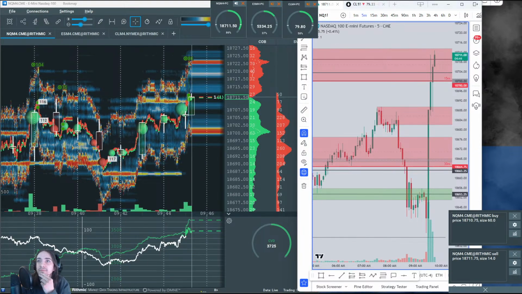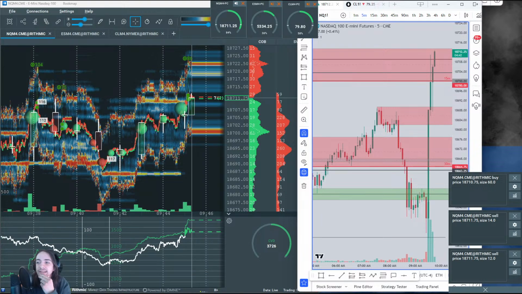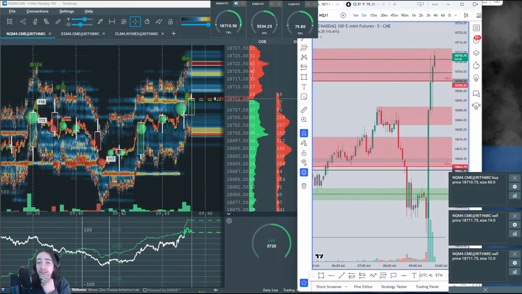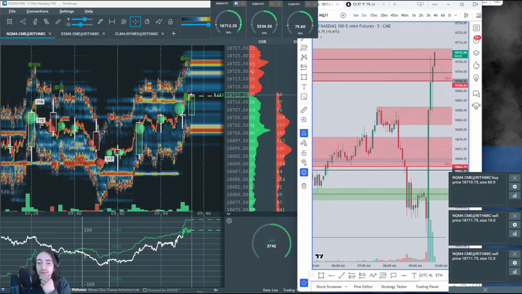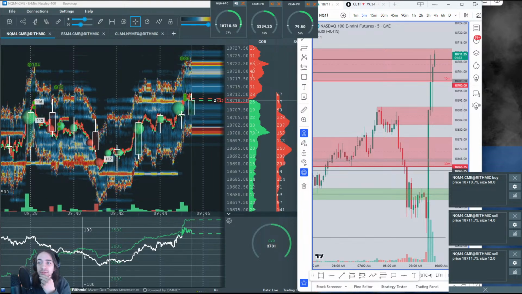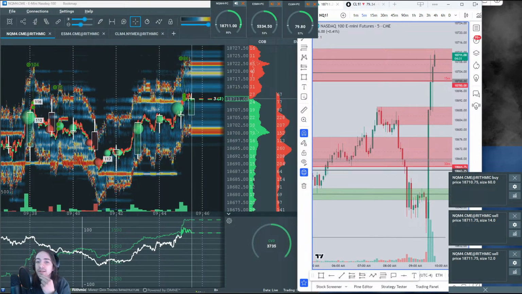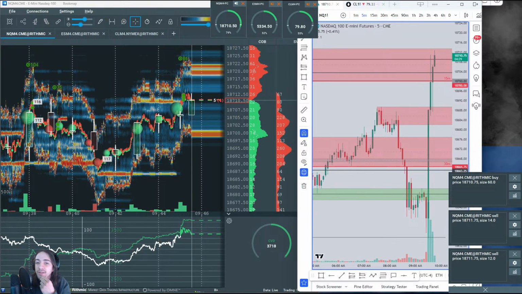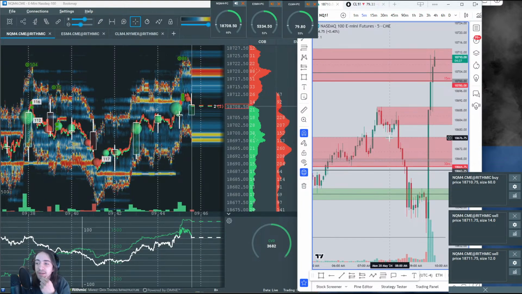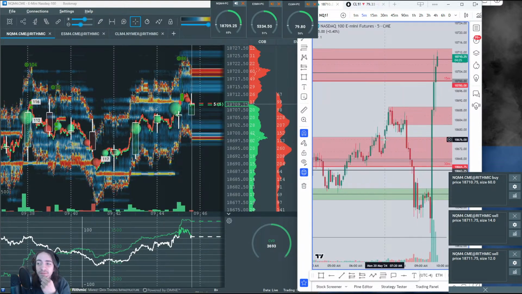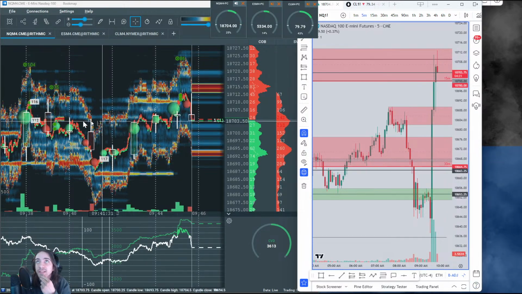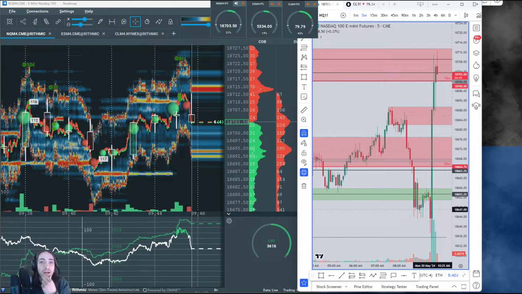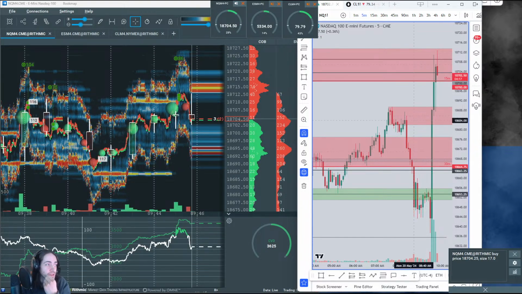Let's see. If we don't break this zone, we're not going anywhere. 18,722 though, the Bookmap target. But we're still not breaking that zone. That's tough. I'll wait. Because now Apple's pretty weak. Meta's pretty weak. Tesla's selling off again.